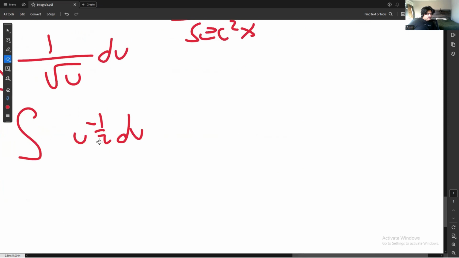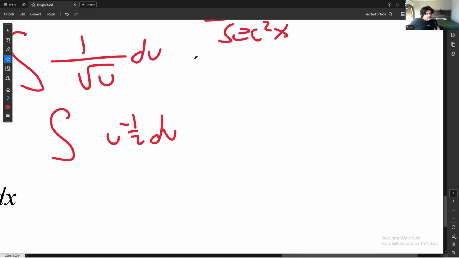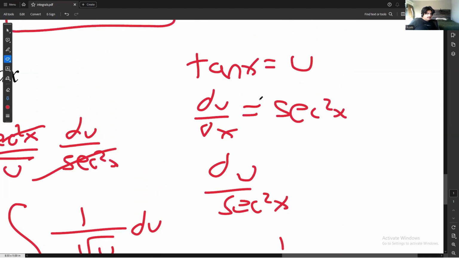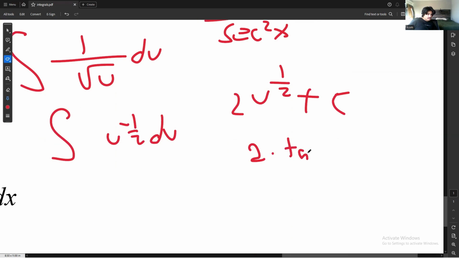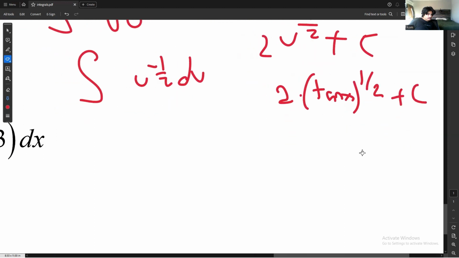And after this, you're just going to integrate it, and when you integrate it, you add 1 to the exponent and divide by your new exponent, so it's going to be u to the 1/2 power, since 1 plus -1/2 is 1/2, divided by 1/2. If you divide by 1/2, you're actually multiplying by 2, so we end up with 2u to the 1/2 plus c. Now, what was our u, guys? Again, our u was tangent x, so 2 times tangent x to the 1/2 power plus c.